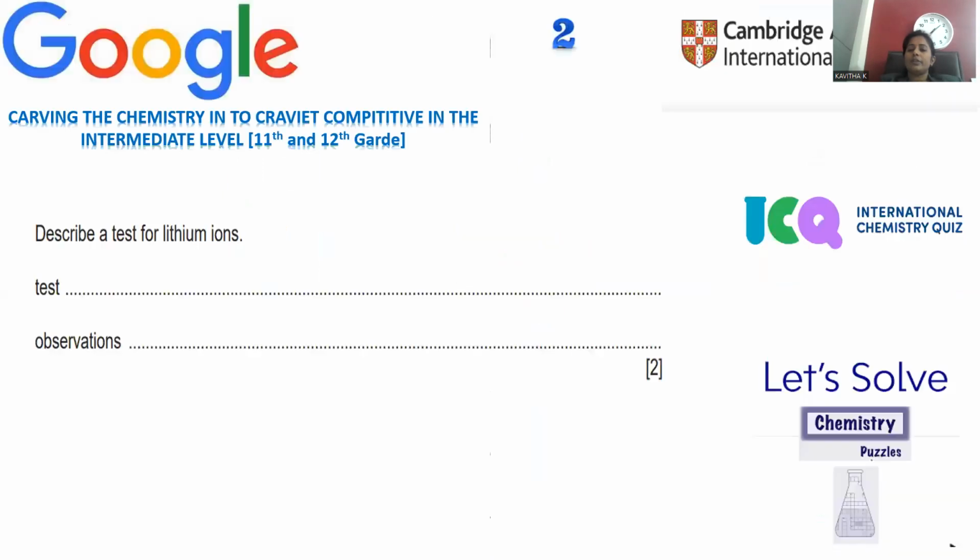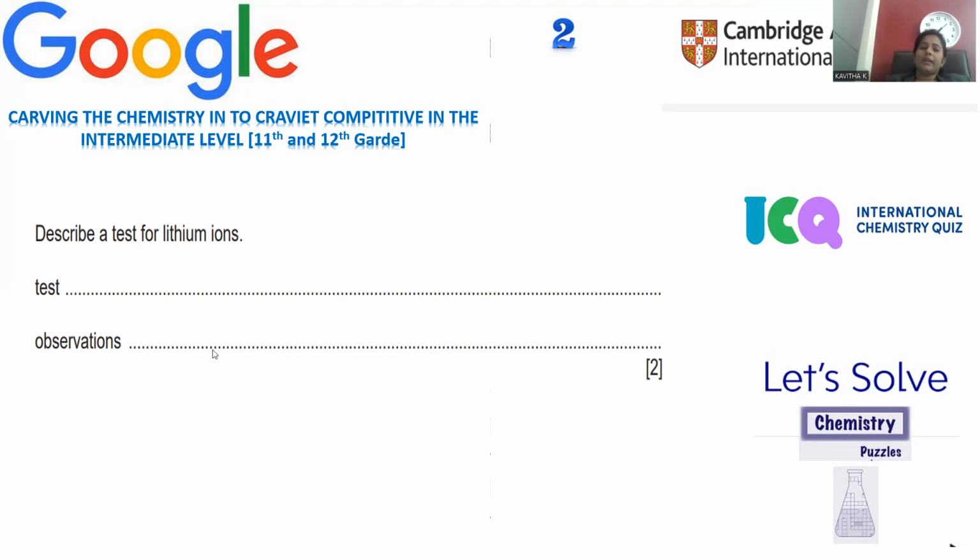Move on to question number 2. Question number 2 is collected from Cambridge Assessment International Education, where we describe the test for lithium ions. Lithium is a metal in the periodic table. It is the lightest metal in the periodic table and a highly reactive metal. The highest standard electrode potential is accorded to this one. So lithium ion finds a wide range of applications, especially in battery chemistry. So lithium ion batteries play a vital role.